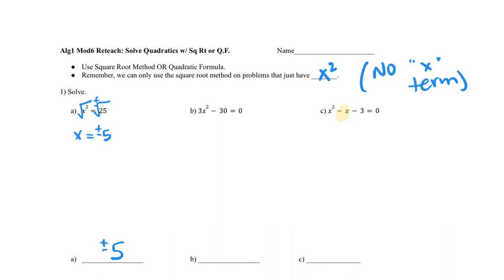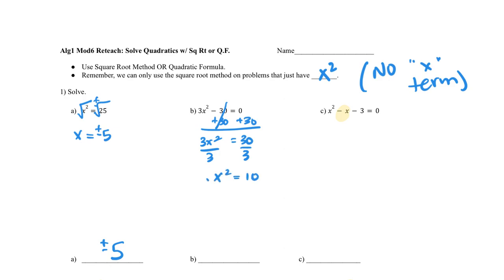On part B, this does not have the x term, so we can use the same method, but before we do that, we have to get the x squared by itself. So I'm going to start by adding 30 to both sides. So I have 3x squared, that canceled out, and I'm left with 30. Now I can divide both sides by 3, and I have x squared is equal to 10.